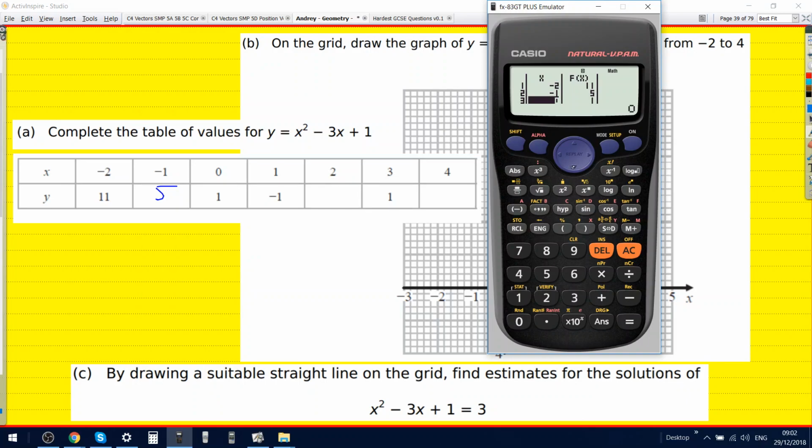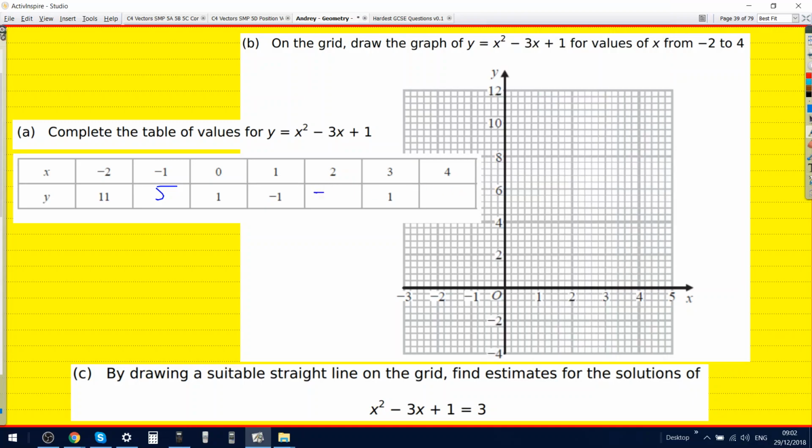So I might as well do this. So that's -1, 5, 5. So let's say -2, 11, 4, 5, and it looks like something like -1.5. So 1.5 and -1.5, maybe. So it goes through 0, 1. Okay. So something like that.